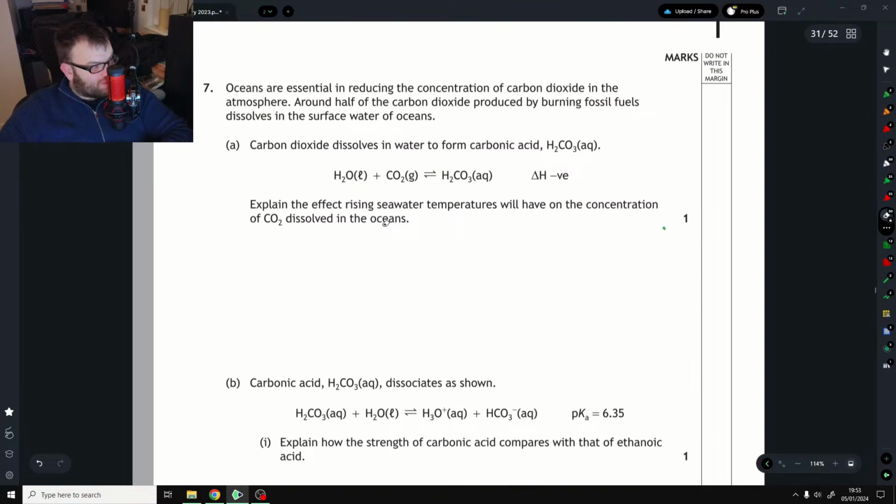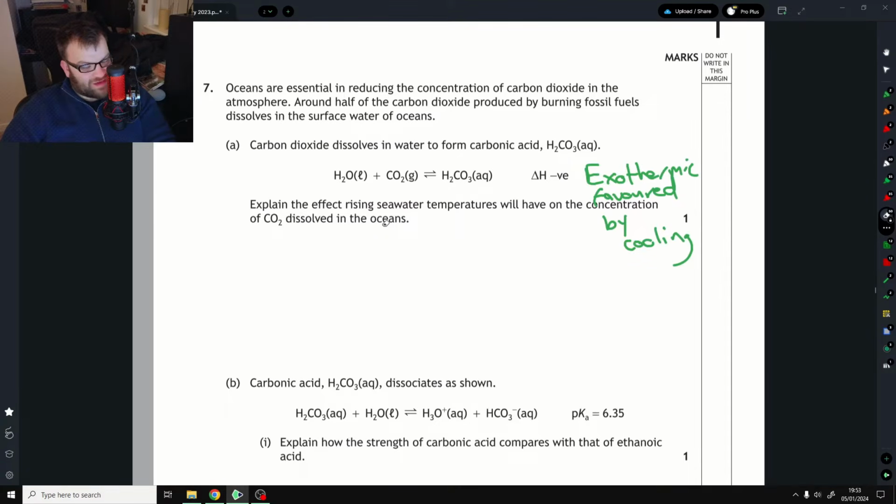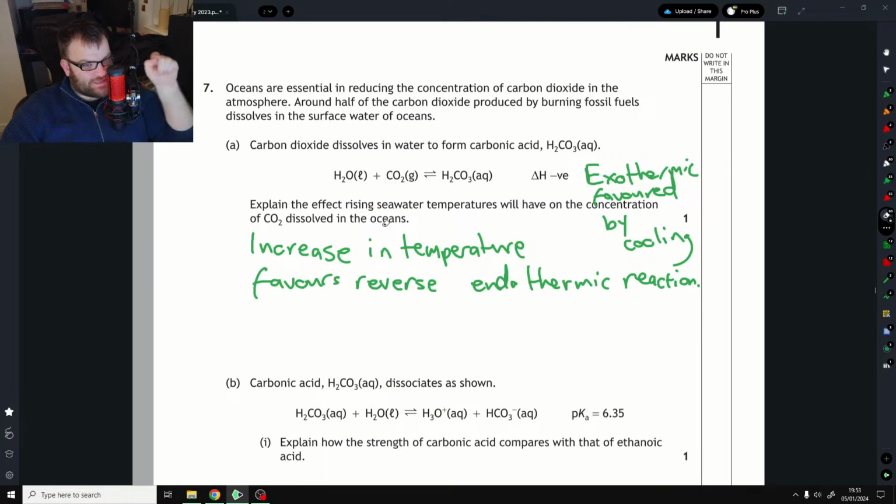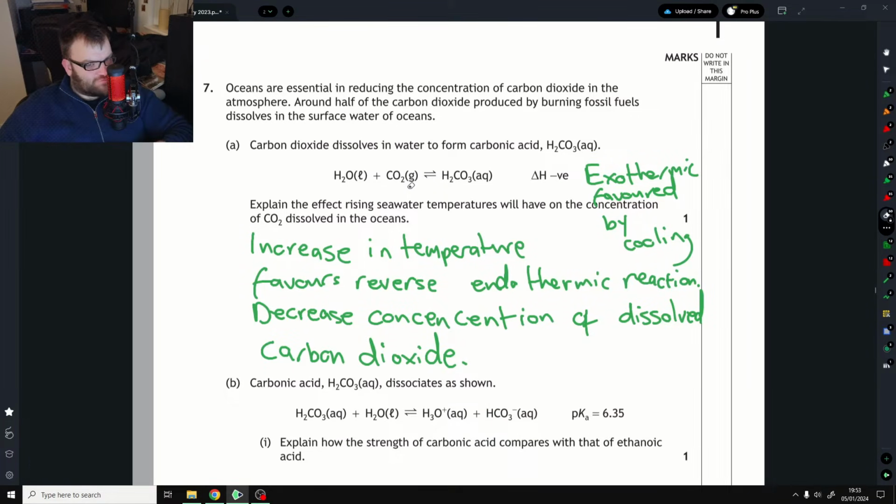Sticking with some equilibrium here, we're asked to explain the effect of increasing temperatures on the concentration of carbon dioxide. First thing to check is that we have a negative enthalpy change, therefore it's exothermic, which is favoured by a cooling, a lowering in the temperature. Therefore, an increase in temperature will favour the reverse endothermic reaction. That means that the carbon dioxide will be in the gas form, which means that you will decrease the concentration of dissolved carbon dioxide. So favours reverse, lowers the carbon dioxide concentration.